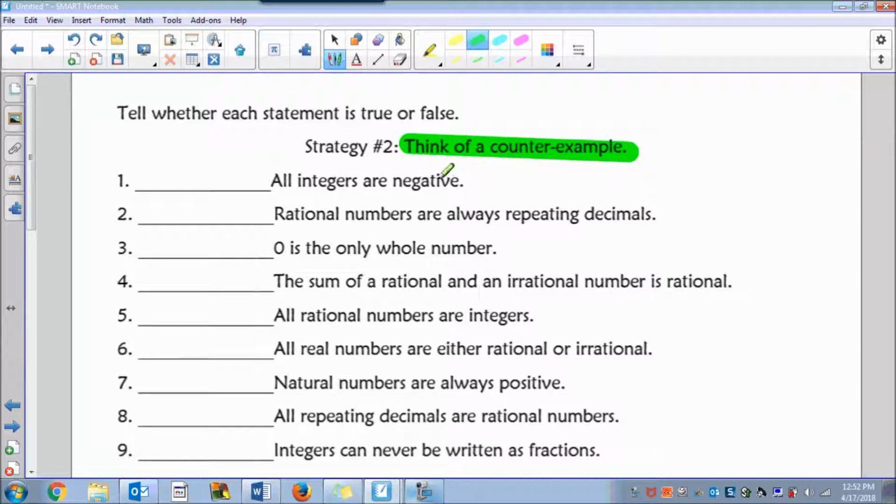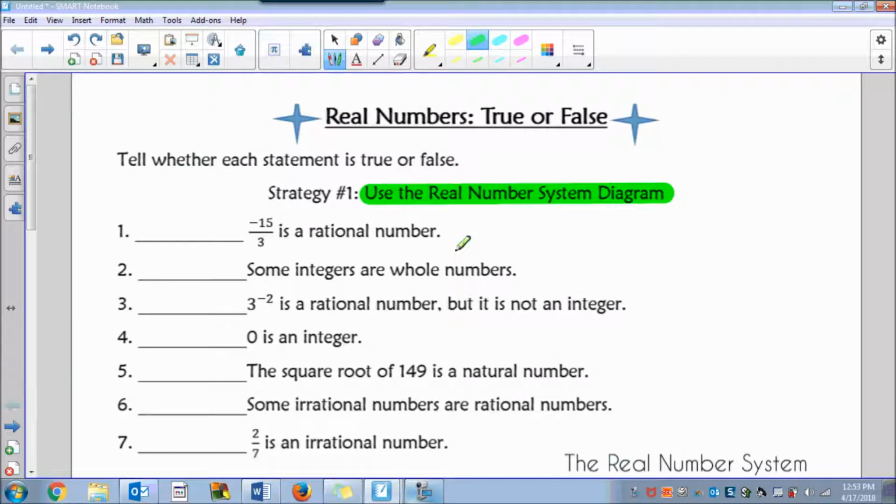When I say a counterexample, like for the first one, it's saying all integers are negative. If you can think of one integer that's not negative, then you have your counterexample, something that makes this necessarily false. Okay, you can use that with strategy one. We can use these two strategies together.